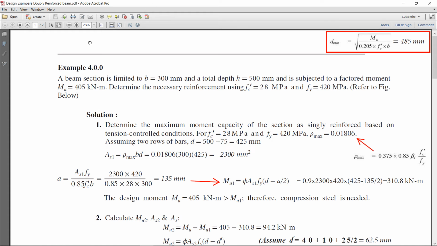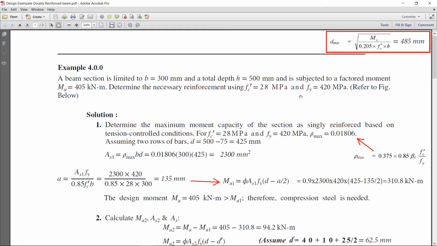In this lecture, I will discuss the design of a doubly reinforced beam. Here, example 4. A beam section is limited to a width of 300 mm and a total depth h equal to 500 mm, and is subjected to a factored moment, meaning 1.2 dead plus 1.6 live, that is 405 kilonewton meter. Determine the necessary reinforcement, meaning we have to calculate the area of steel in the doubly reinforced beam, using fc prime 28 megapascal and fy 420 megapascal.